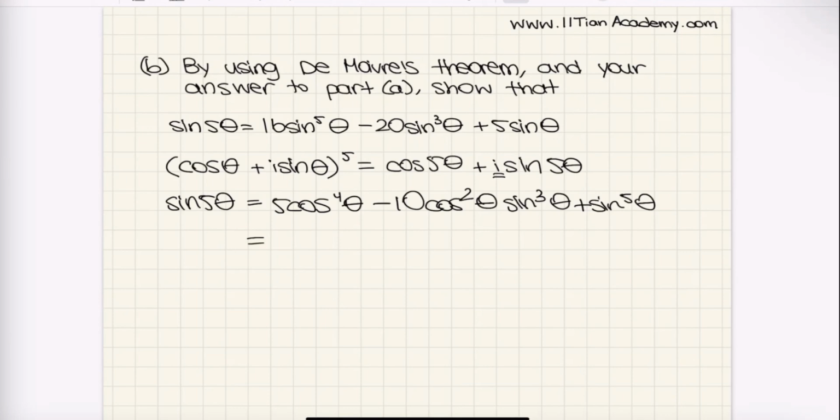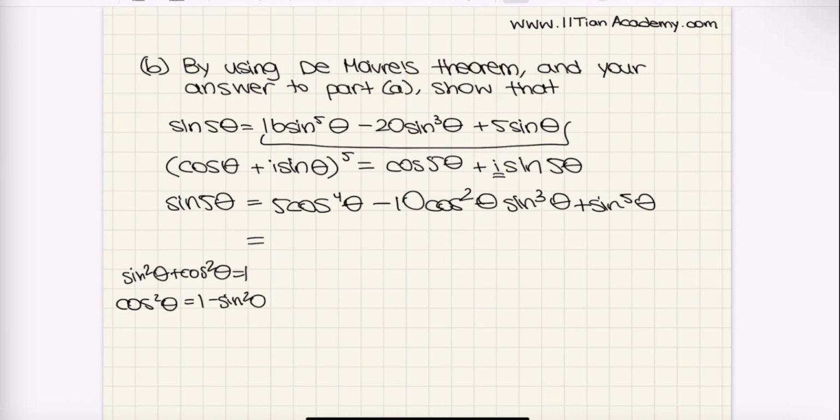So overall, is there anything we can do here to make this a little bit simpler? Well, we can substitute something to get rid of cos theta, because what we're trying to get is something only in terms of sine theta. Recall that sine squared theta plus cos squared theta is equal to 1. And so that means that cos squared theta is equal to 1 minus sine squared theta, like that. So therefore, every time I see cos squared theta, I'm going to exchange it for 1 minus sine squared theta.